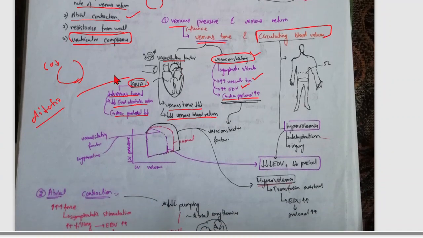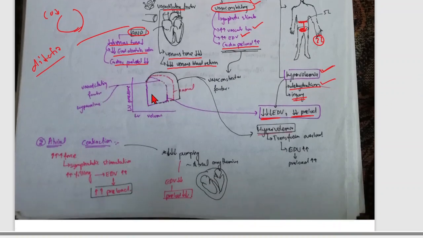Okay, now another thing is the circulatory blood volume. Normally there are 5 liters. If the volume decreases to 3 liters, for example, that is called hypovolemia. For example, if dehydration or injury occurs, the volume decreases, and that also decreases the end diastolic volume, and the preload is also decreased if blood is removed from the body or dehydration occurs.